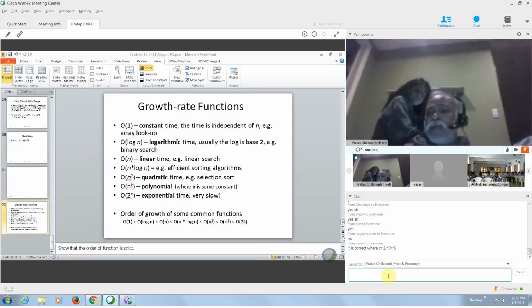So that concludes this chapter. C equal to 5. Okay, oh, you answered that question already. Excellent. That is exactly right. Okay, so from Vasavi to everyone, somebody came with C equal to 2 and n0 equal to 5. Look at the chat.